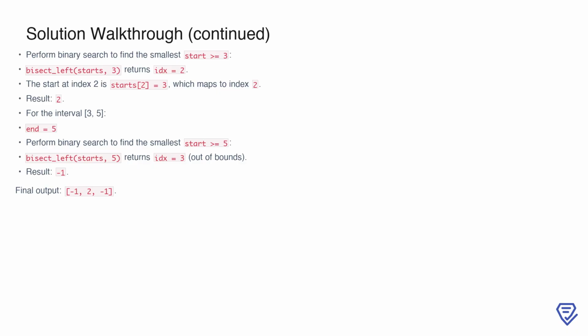For the interval 3, 5, its ending point is 5. Using binary search, we attempt to find a starting point greater than or equal to 5, but the bisect_left function returns the index 3, which is out of bounds. This means no valid interval exists, so the result for this interval is -1. The final output for this example is -1, 2, -1.